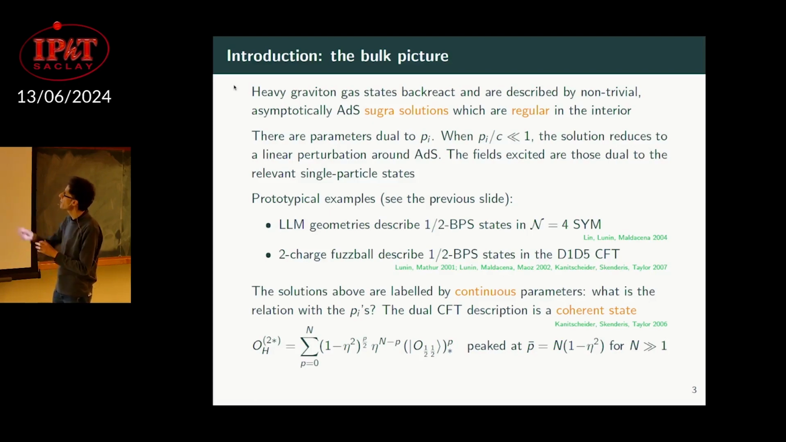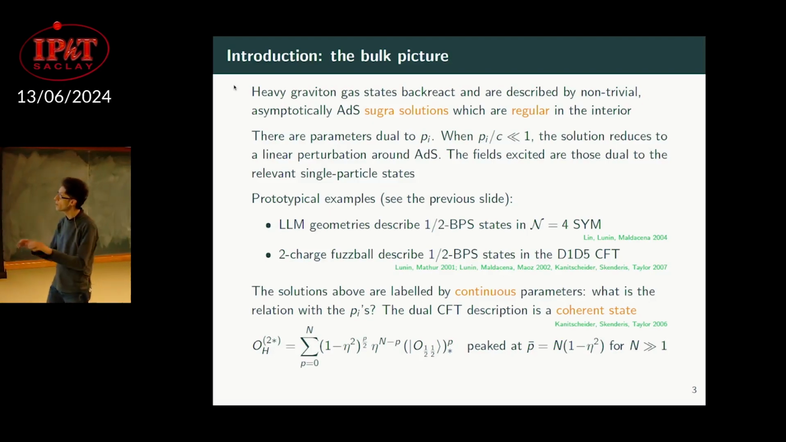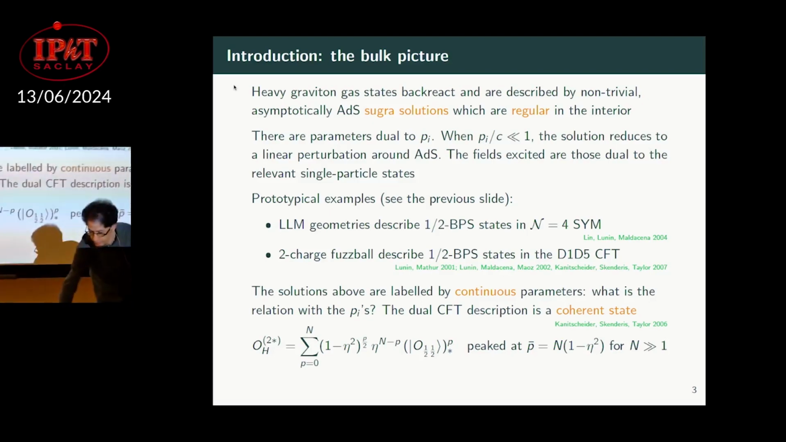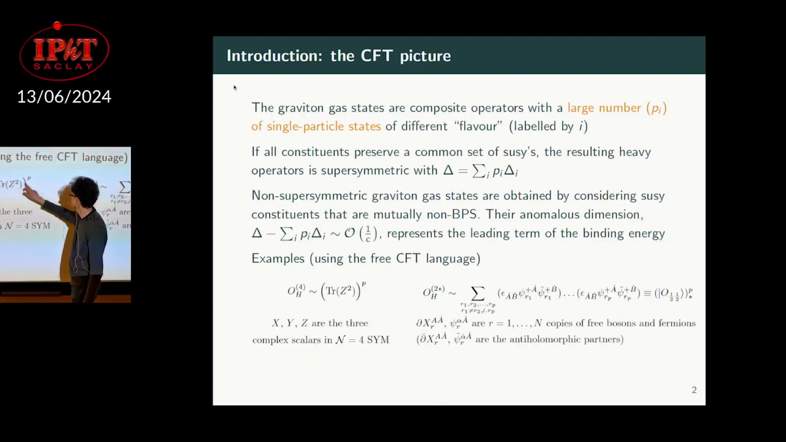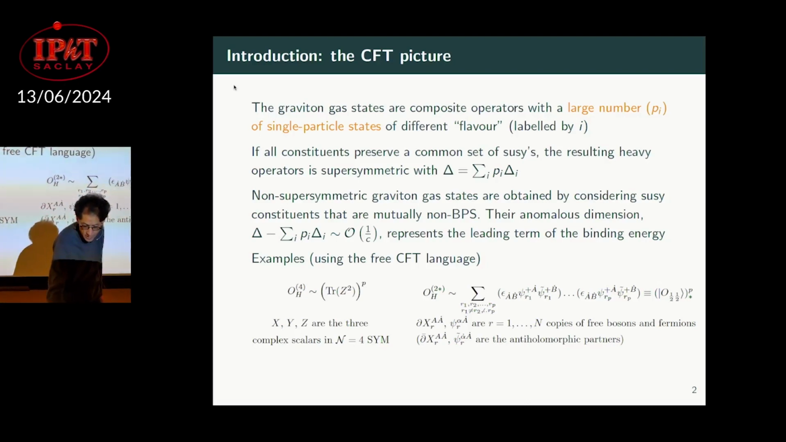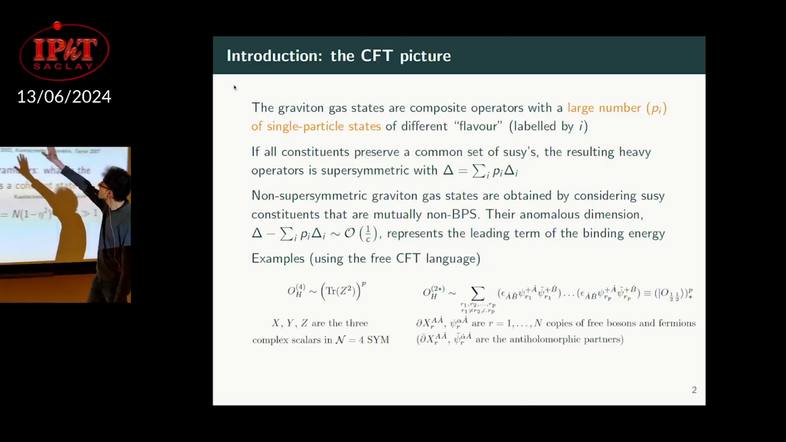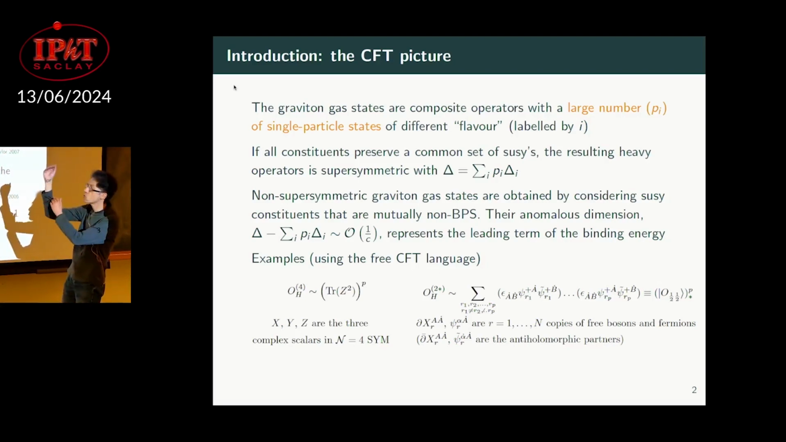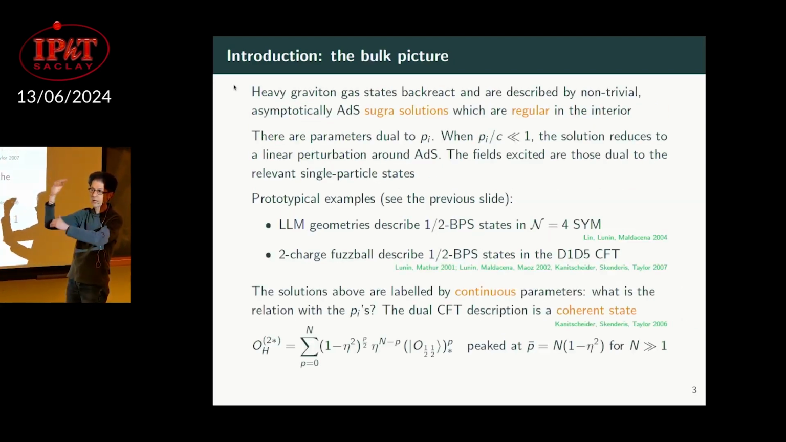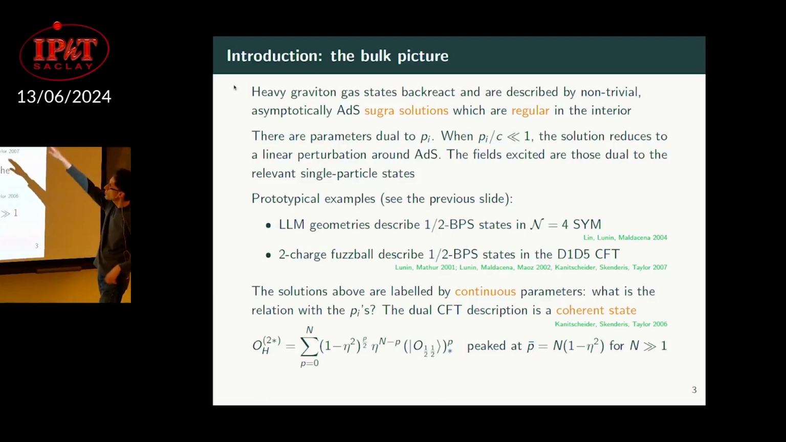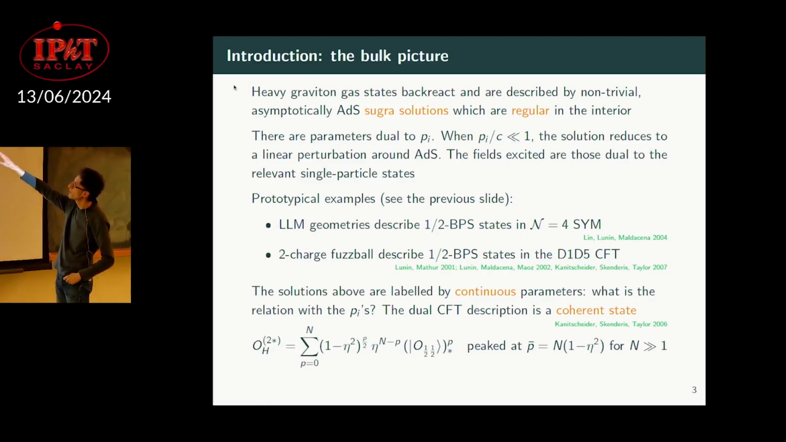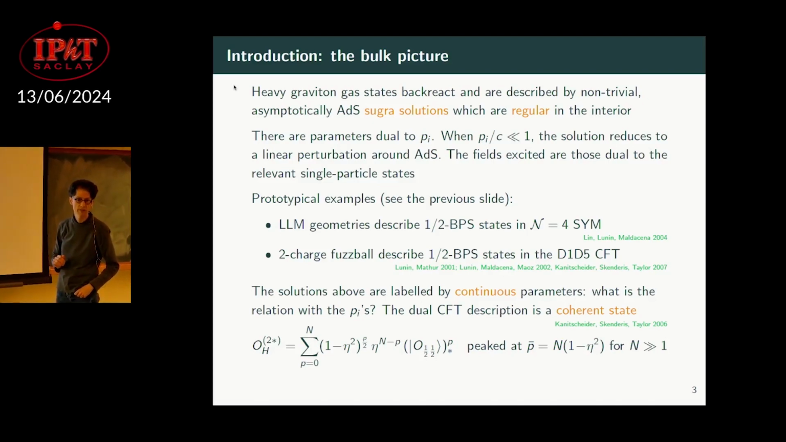Now, I think the second point there is what was also discussed yesterday. This P is the number of constituents, the number of the elementary objects. You can think about P being large, of the order of C, but still the ratio P over C is small. So we are doing a double scaling limit, P large, C large, P over C fixed, but then you can take it small. When you do this limit, the geometry reduces to a linear perturbation around anti-de Sitter.